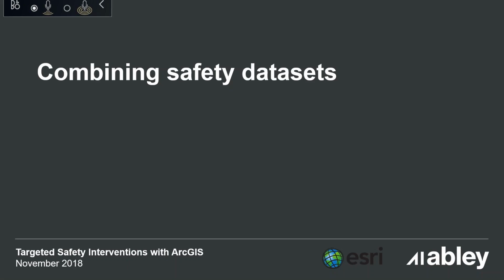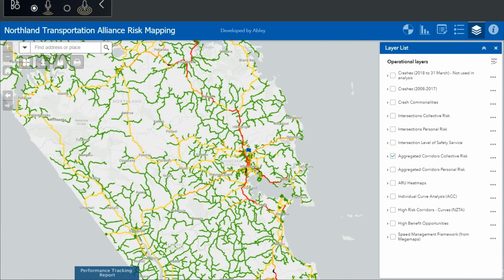And we combine all of those data sets into a web viewer for the Northland Transportation Alliance, and I'll briefly show you some screenshots from that at the moment. You can see the layer list down the right-hand side. Here we're showing the aggregated corridors and the risk levels there. Just for everyone's benefit, green is lower risk, yellow, then orange, red, and black is the highest level of risk.